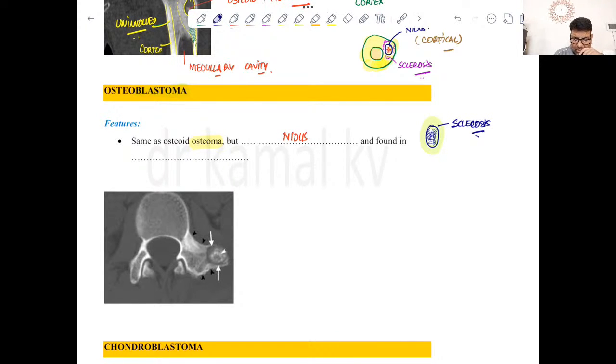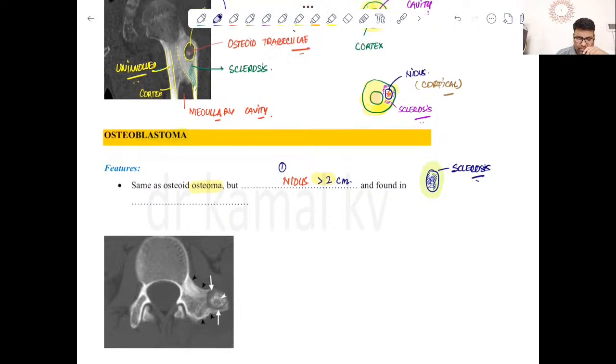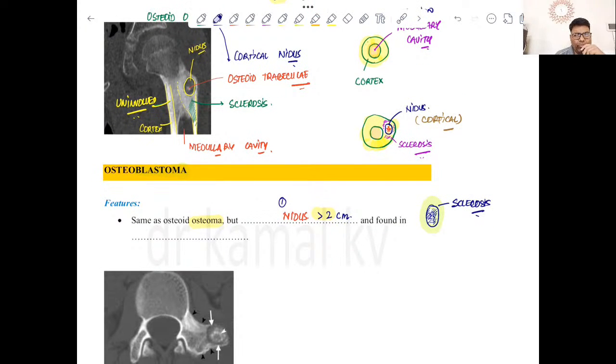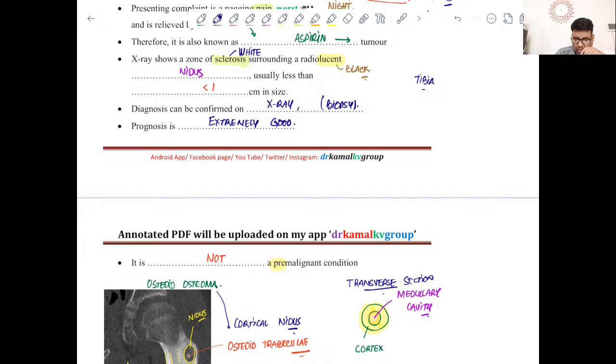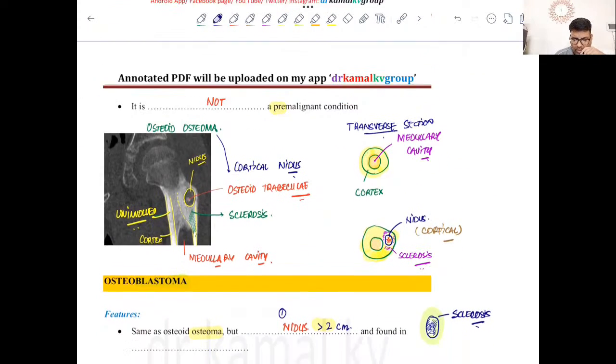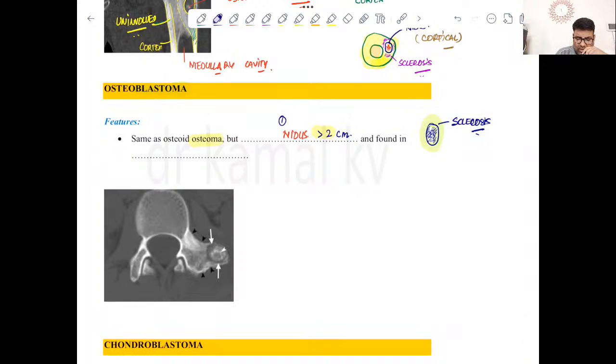So here the nidus is there, but the size of the nidus is more than 2 centimeters. This is how it differs from osteoid osteoma, where the size of the nidus is less than 2 centimeters, or you can say less than 1 centimeter. And the second thing is the location. Osteoid osteoma is commonly found in lower limbs, especially in the tibia, although this one is femur. And osteoblastoma, as you can see here, is involving the vertebra.